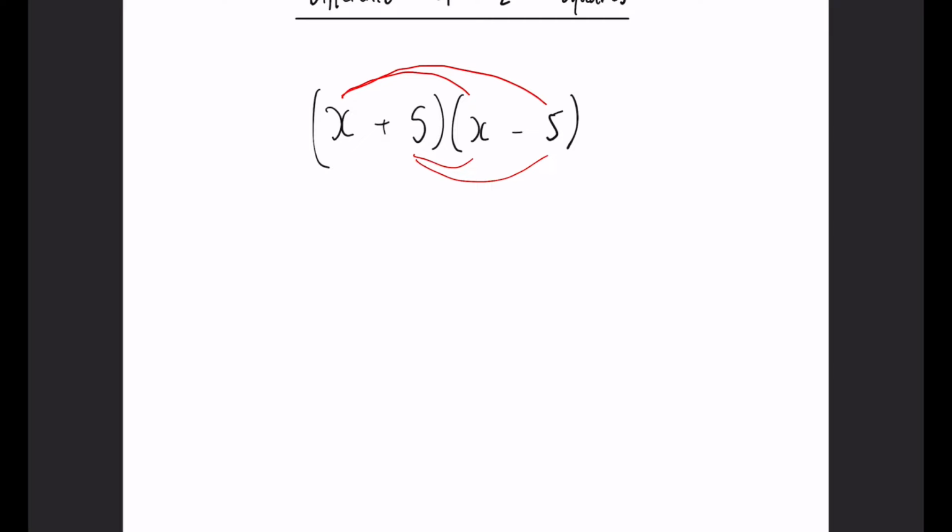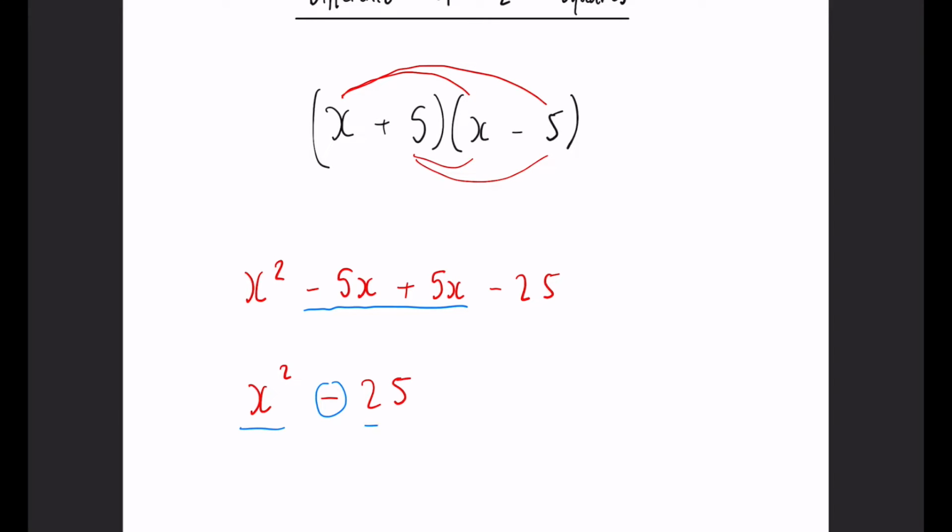So x times x is x squared. x times minus 5 is going to be minus 5x. 5 multiplied by x is going to be a plus 5x. And then finally, positive 5 times a negative 5 is going to be minus 25. Now you notice when it comes to simplifying these middle terms, they will actually cancel each other out. And so you're left with x squared minus 25. And this is the difference of two squares.